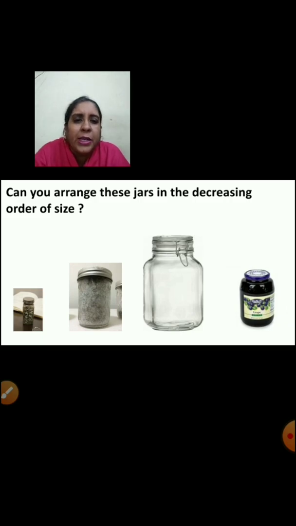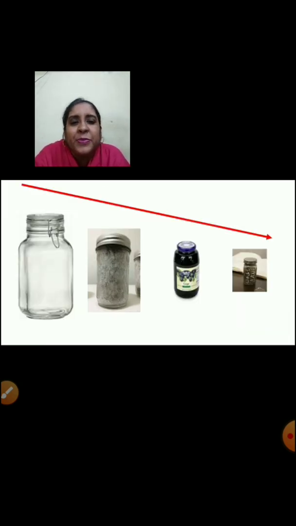Now let us see next example. Here you can see few jars are there, isn't it, in this picture? Now can you arrange these jars in the decreasing order of size? What do you mean by decreasing order? Yes, the biggest jar will come first. Now let me see how you are going to arrange.